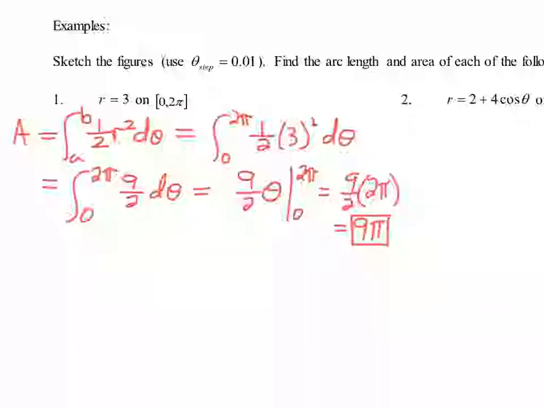So if I tell you, again, that this is a circle with the radius of 3, and the formula for the area of a circle is pi r squared, you should have been expecting 9 pi to begin with.